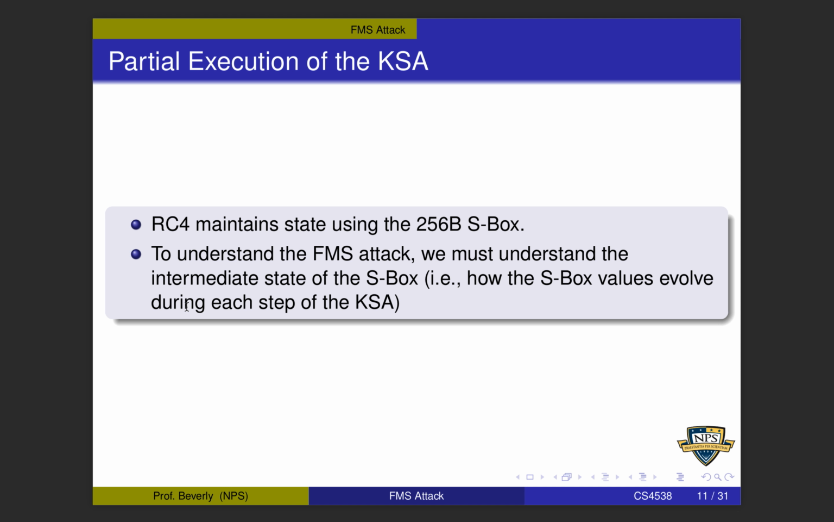State in RC4 is maintained using a 256-byte SBox. We've seen this before as well, and there are 2 pointers, an I and a J pointer, that we maintain when running RC4. To understand the FMS attack, we want to understand some of the intermediate state of the SBox. In other words, we want to see how the SBox values evolve during each step of the KSA.